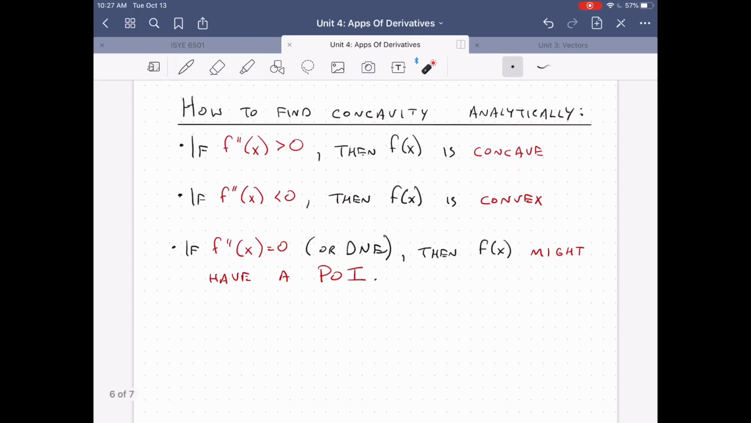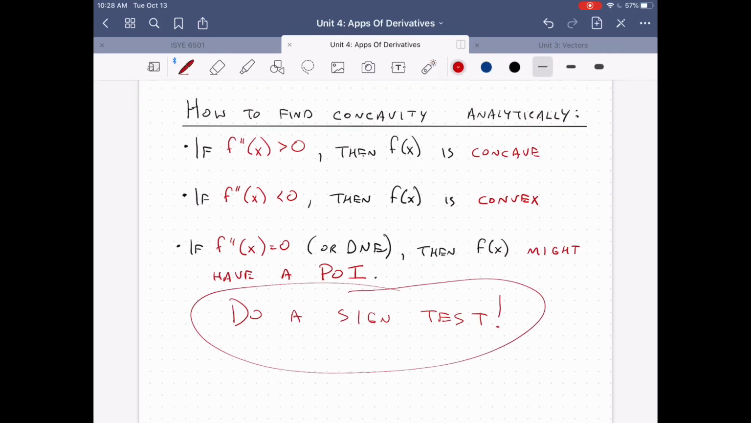And finally, if f double prime of x is equal to 0 itself, or if it does not exist, that means that f of x could have a point of inflection. Just because the second derivative is equal to 0 or does not exist doesn't mean that there's definitely a point of inflection there. It only means that there could be one there. In order to find out for sure, you'll want to do a sign test.